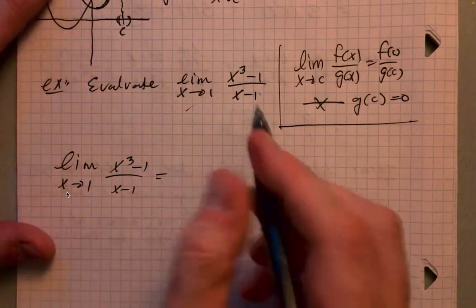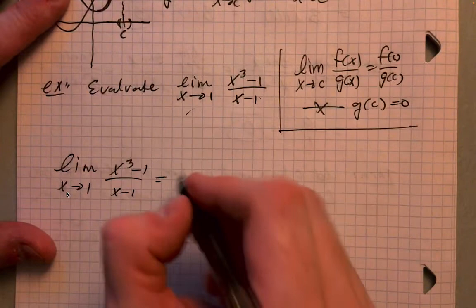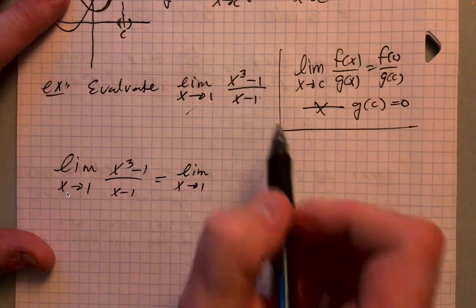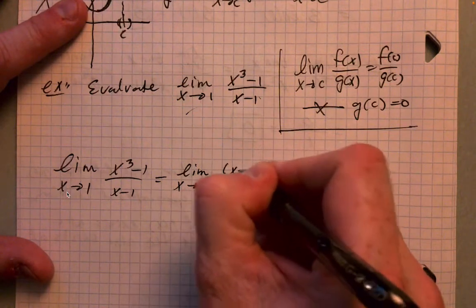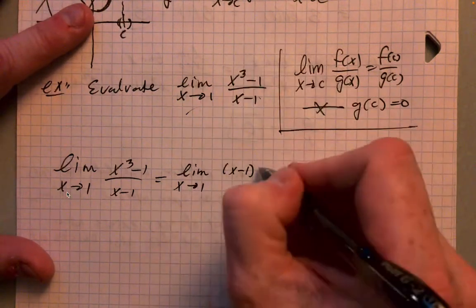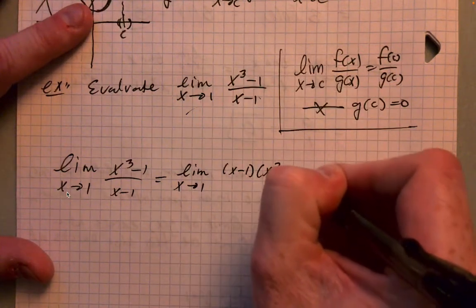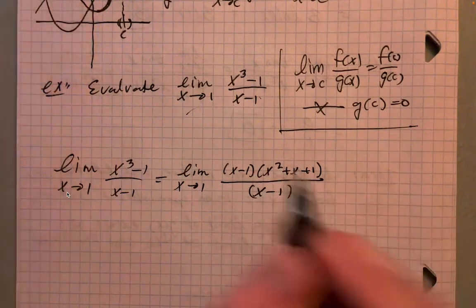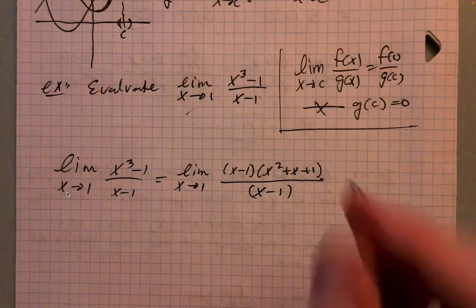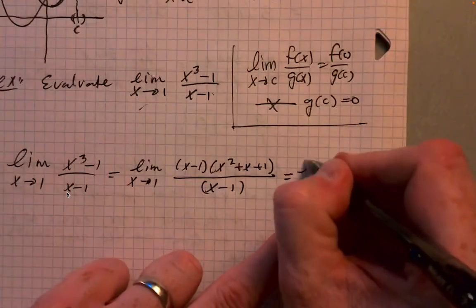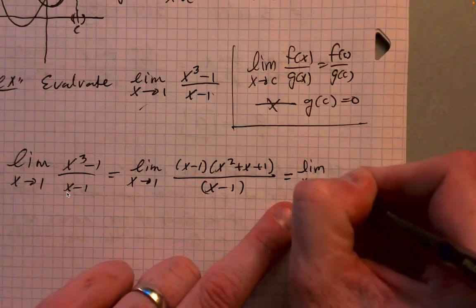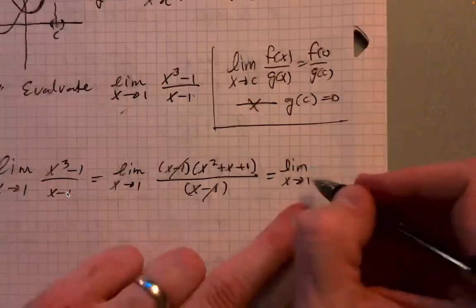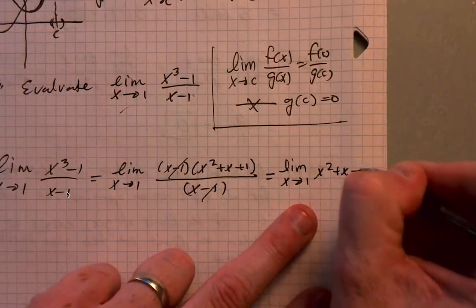We can expand this top piece here. We can expand the x cubed minus 1, and specifically we can write it like this: x minus 1 times x squared plus x plus 1, over x minus 1. Now notice that this is equal to the limit as x approaches 1. Those will cancel, and you get x squared plus x plus 1.